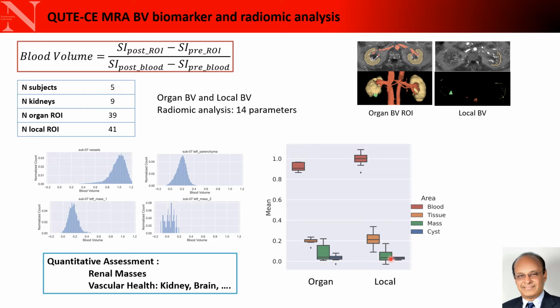Examples of cystic masses are near 0 since they're not vascularized at all, and the complex mass that I referred to previously is also shown here. Thus, the QTCE blood volume biomarker can be used for quantitative assessment of renal masses, as I've shown here, but also more generally of vascular health in any organ, such as the kidney, the brain, and others.